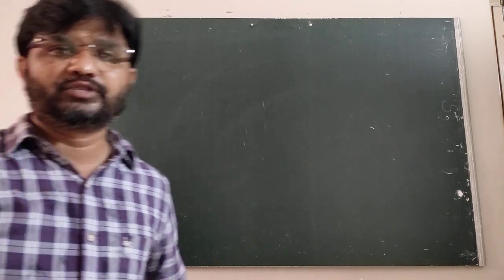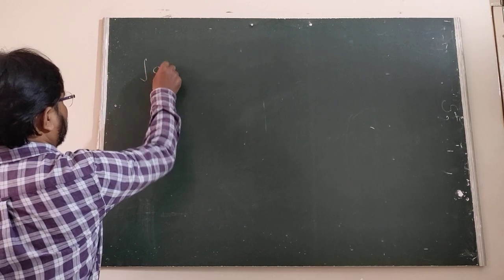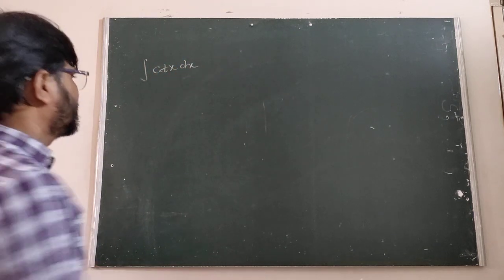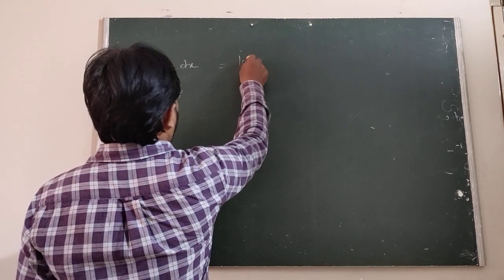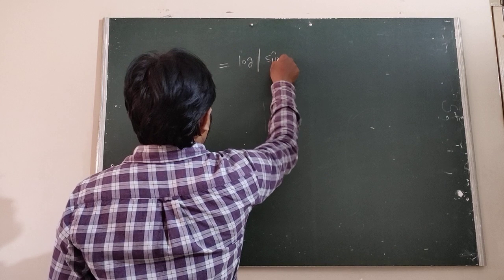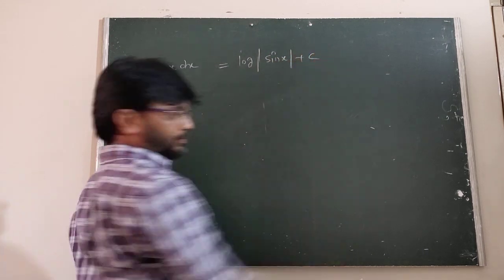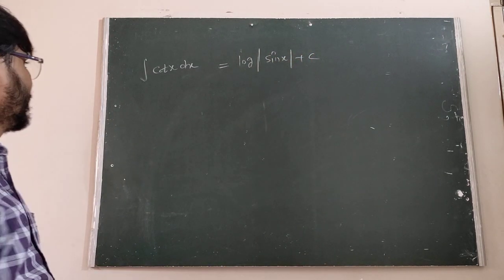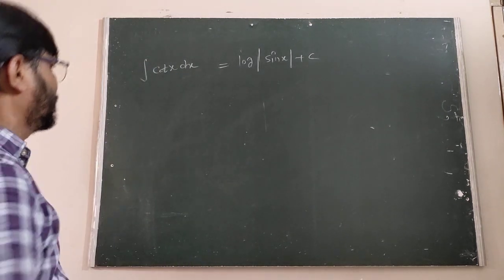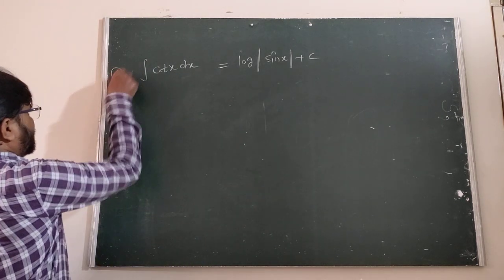Now we are going to the next one, integral of cot x dx. The integral of cot x dx is log mod of sin x plus c. Therefore, this is the second one.